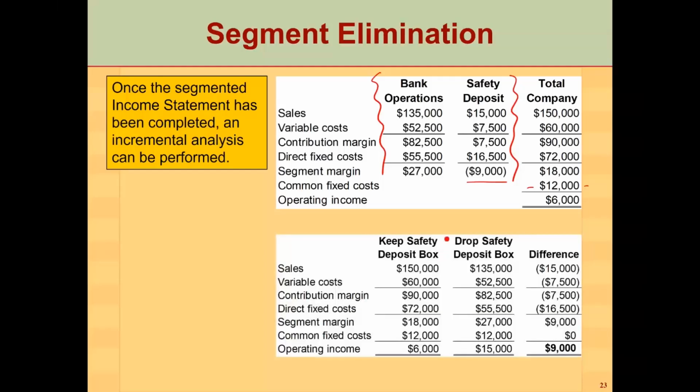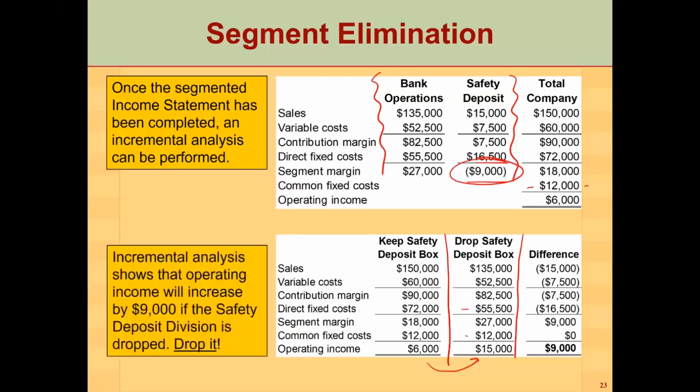Well, here's what they would have. You still have the sales and the variable cost from the bank operations. You still have the bank operations fixed cost. You still have the common fixed costs. But I don't have that 9,000 loss that the safety deposit box was incurring. And so my profit has gone from a 6 to a 15. It is up $9,000. And if this were the outcome, then I would want to eliminate that safety deposit box service.